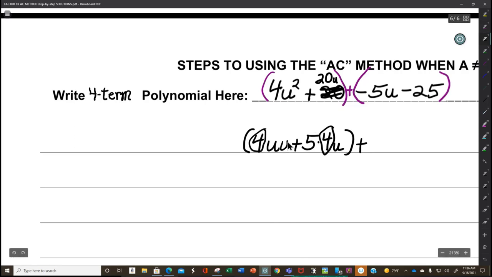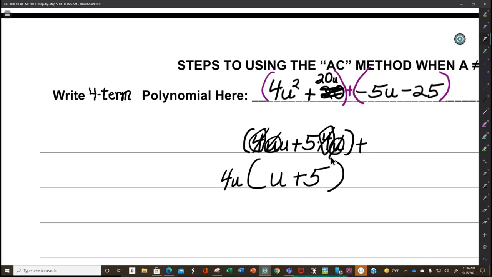U times U. So each term contains a U and a U. So both terms contain a 4U. 4U times U plus 5. Okay, but really it's always safer to do that. U plus 5 are my leftovers. Now I can't put it off any longer.